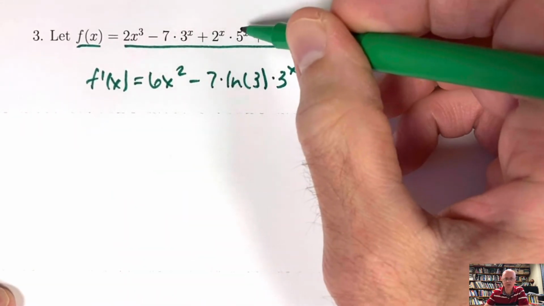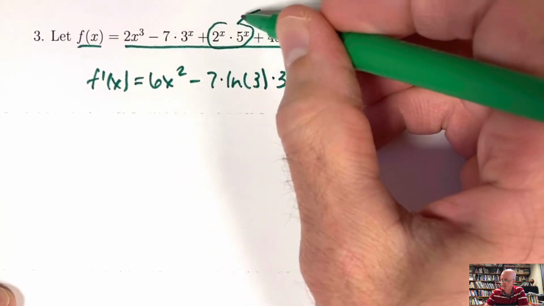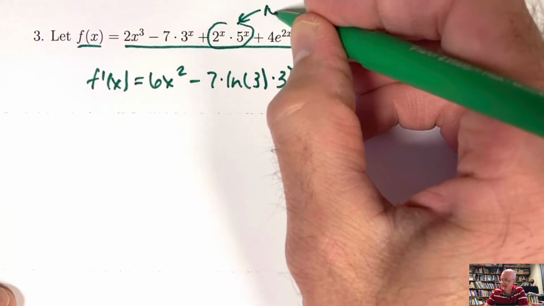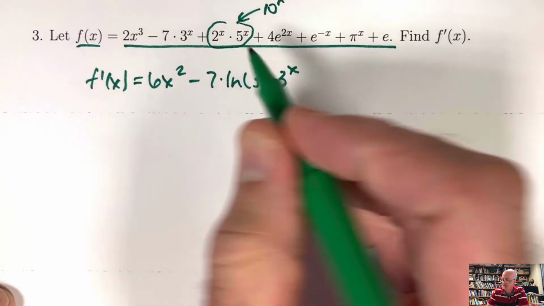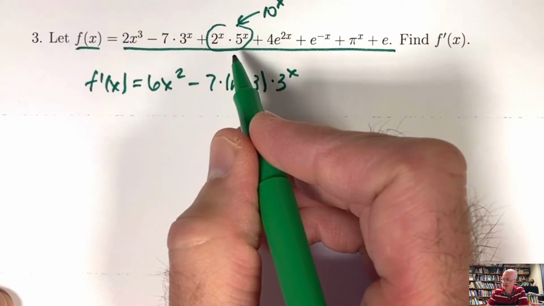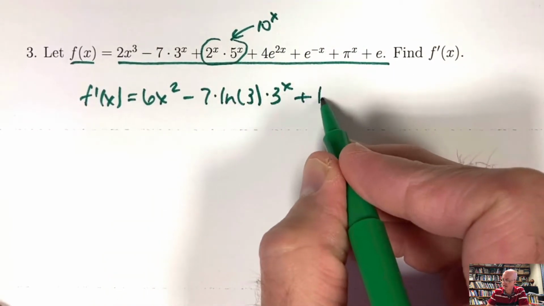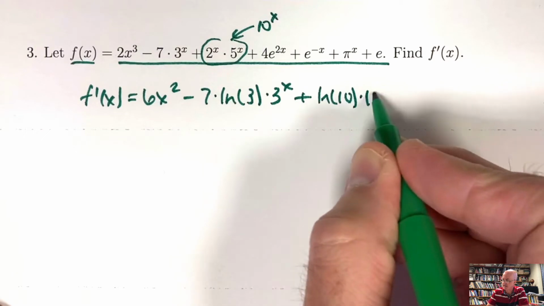How do we do this? We don't know how to differentiate a product in general. However, by a property of exponents, we can write that as 10 to the x. That's a property of exponents that you can do. You can combine the 2 and the 5. 2 times 5 is 10. Get 10 to the x. And then we can differentiate that and get natural log of 10 times 10 to the x.